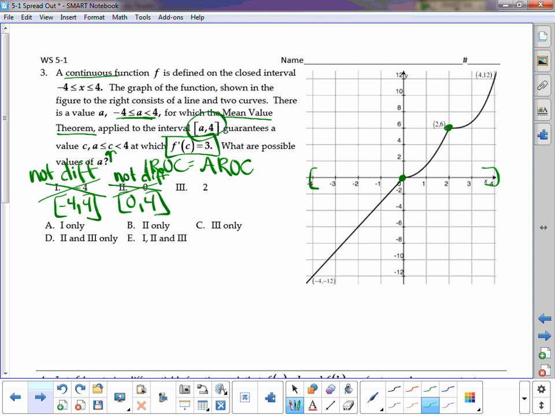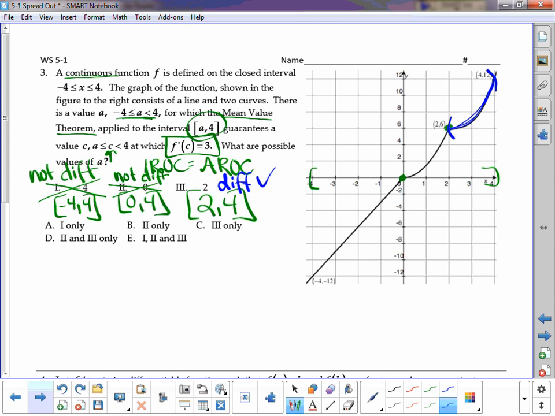But let's double check this. So I'm looking then at the interval 2 to 4. Is my function differentiable from 2 to 4? Now remember, for differentiability, we're looking at the open interval. So on this piece here, do I have that it's differentiable? Yeah. So we do have that it's differentiable here, which means we can apply the mean value theorem.